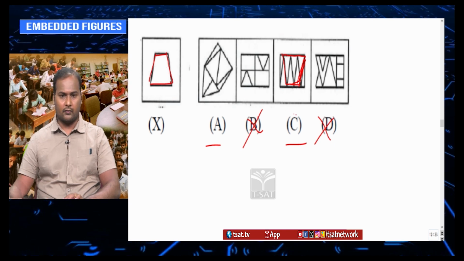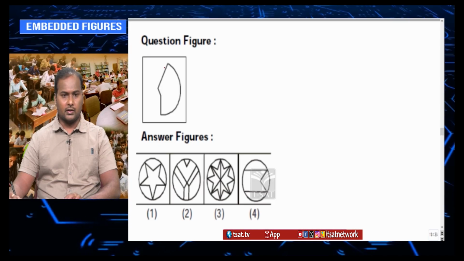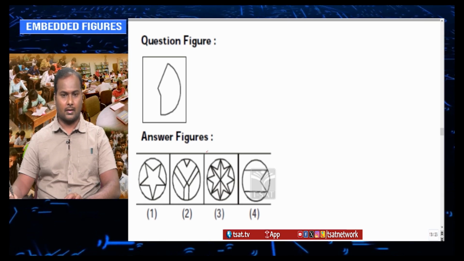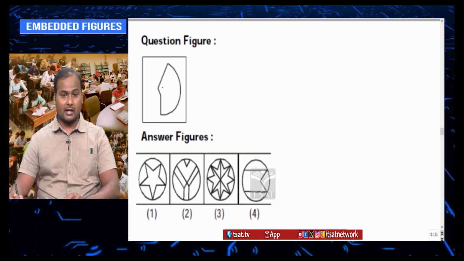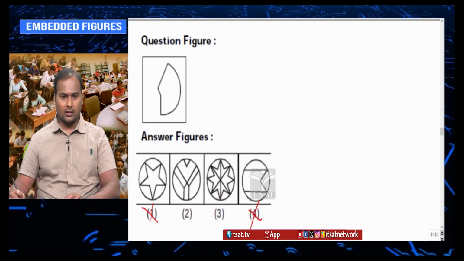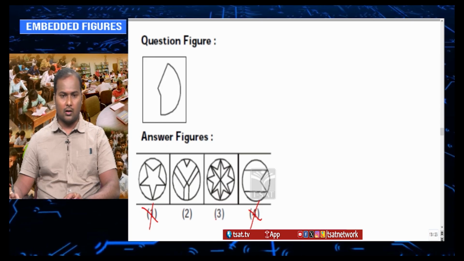When you invert it, obviously it will fit in option C. Now look at this figure. In this figure a semicircle is given. In all the answer figures there is also a semicircle. But by seeing this figure I can eliminate some options: option 4 is eliminated, option 1 is eliminated. So our answer is either 2 or 3.